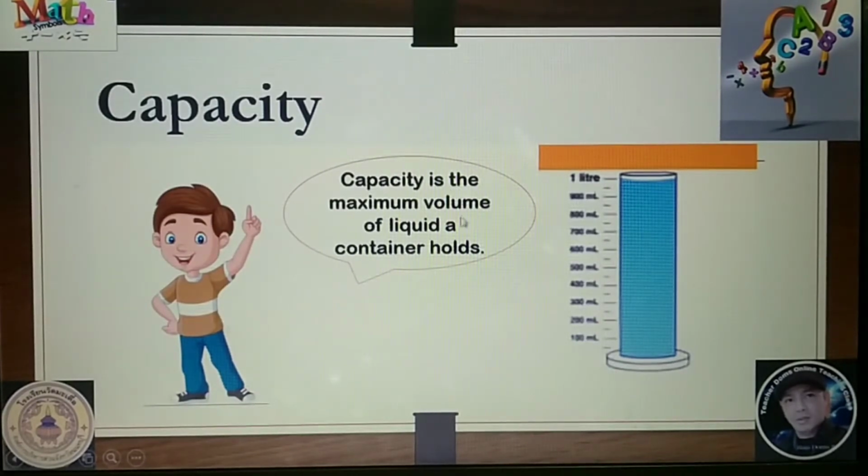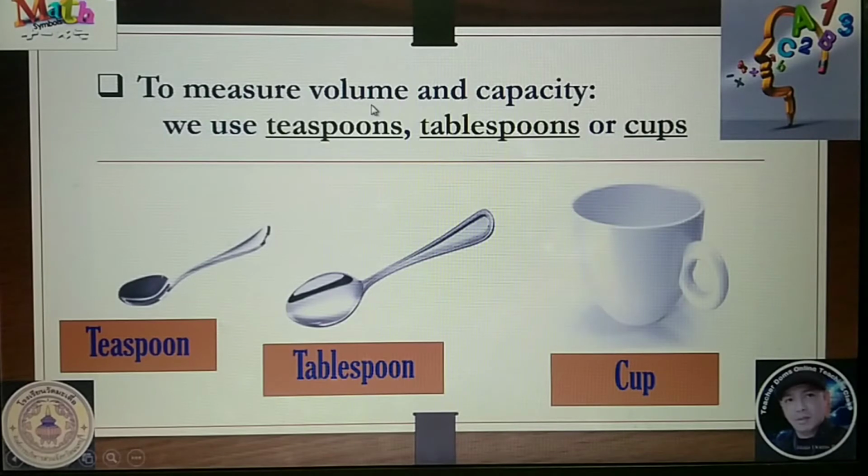Capacity is the maximum volume of liquid a container holds. You see here, it's filled up with water up to 1 liter. To measure volume and capacity, we use teaspoons, tablespoons, or cups.